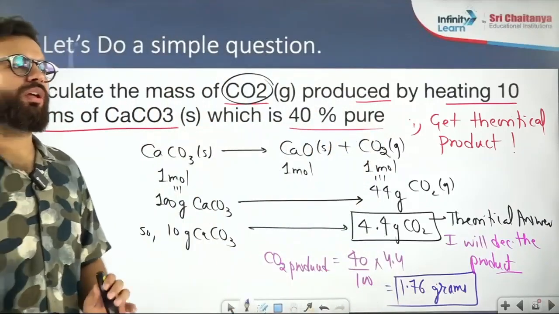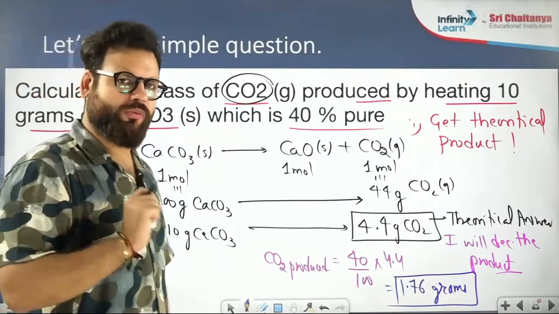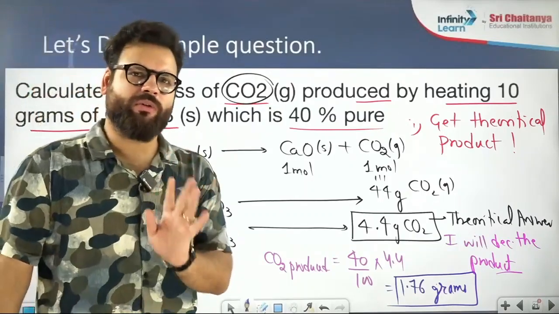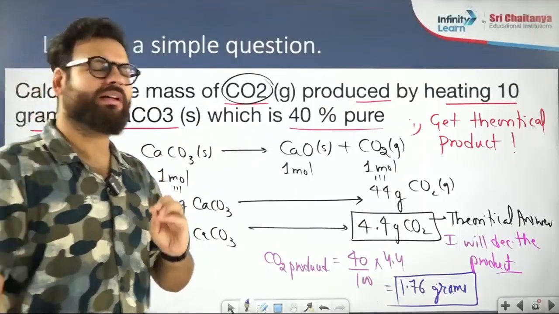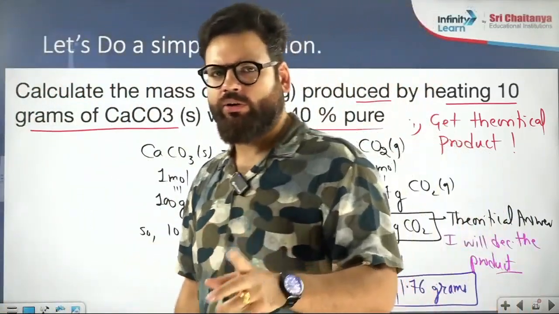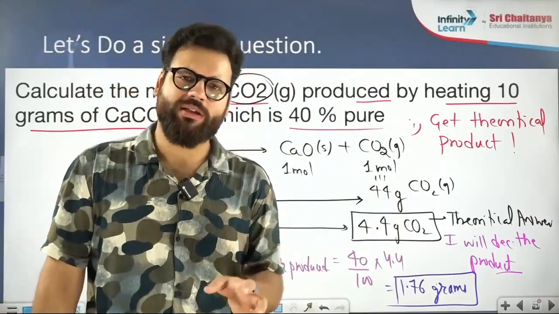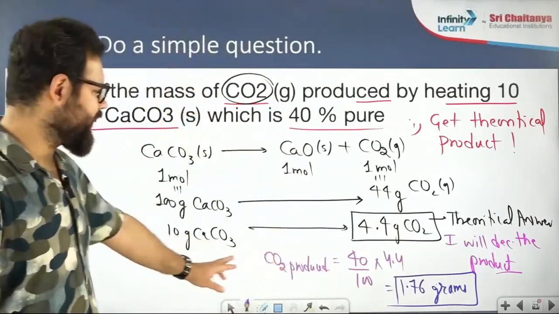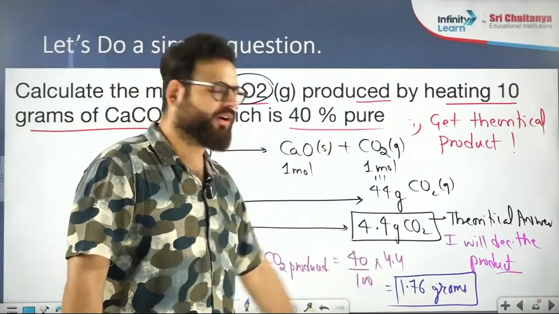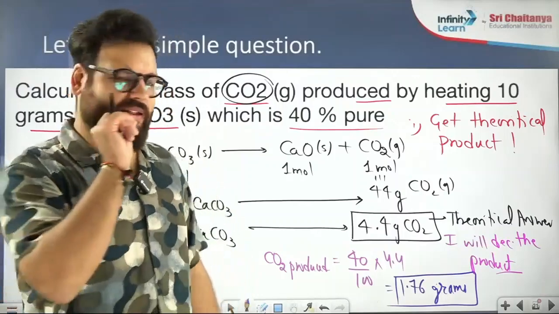Okay, I am showing you what actually happened here. Overall, the way to do the question is what I just told. You think percentage is not given to you. Do the question normally. If product is asked, decrease the product by multiplying with the percentage. 40% was given here. I multiplied with 40% and I got 1.76.